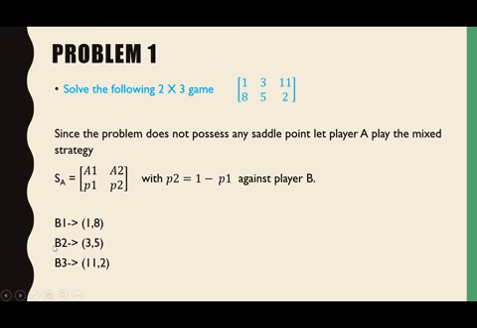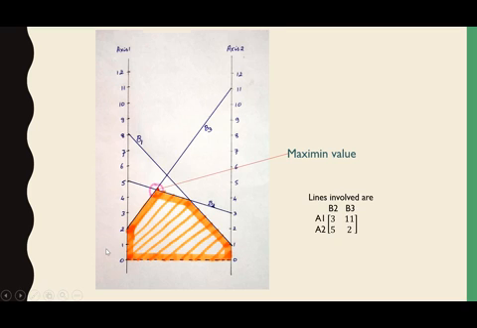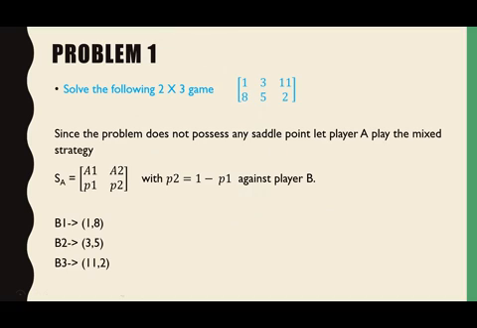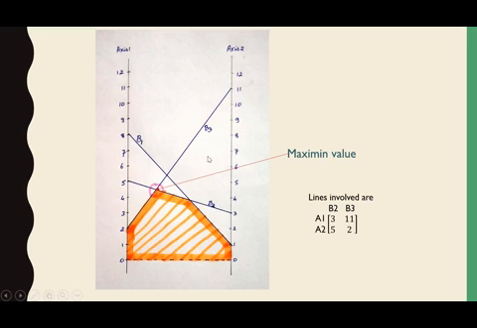The second point was B2, 3, 5. So 3 in axis 2, 5 in axis 1. I will draw a straight line, that is B2. Next, what was the next point? B3 was 11, 2. So 11 in axis 2 and 2 in axis 1. I will join a line and call it B3. All the three lines are drawn. Now identify the lower envelope.